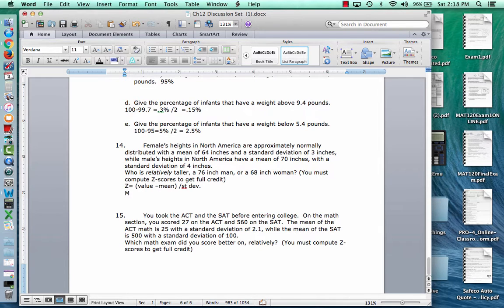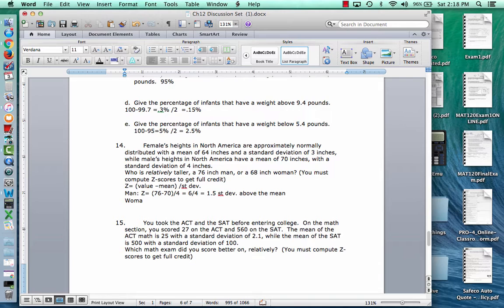So for the man, he's 76 inches tall, but the average man is 70 inches tall, and the standard deviation for men is 4 inches. So I did 76 minus 70 first, which is 6, and then divided by 4, which is 1.5. So the man is 1.5 standard deviations above the mean for men.